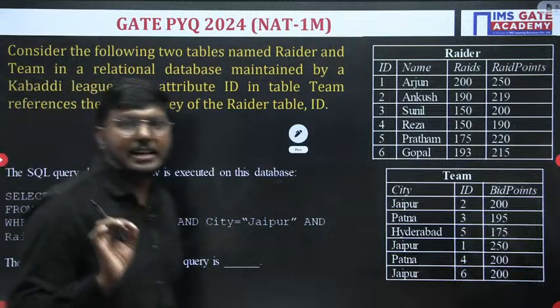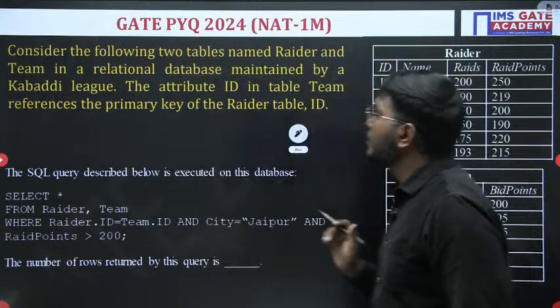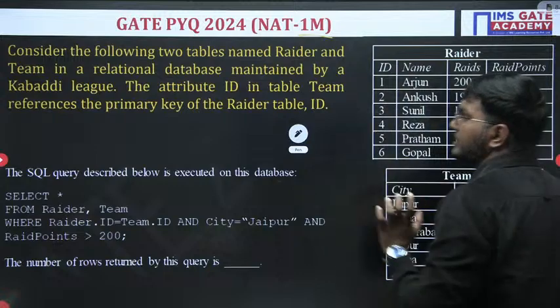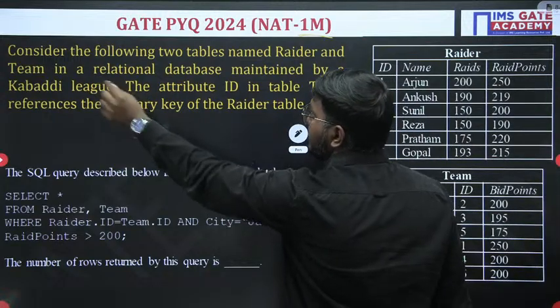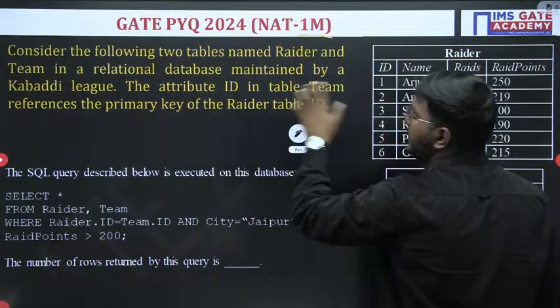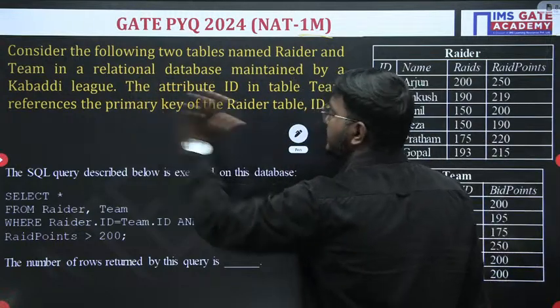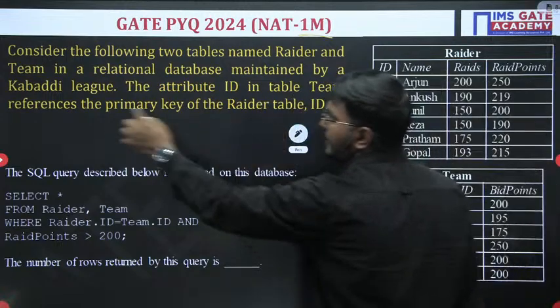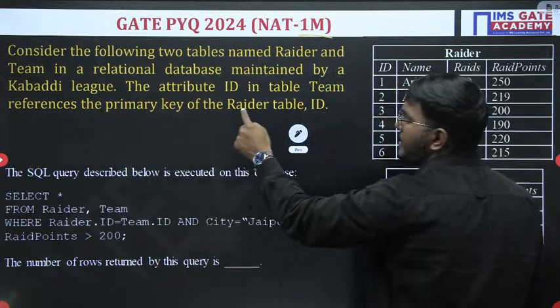Okay, now let's solve here. Now see here, this is an easy question. That's why this is in 1 marks. See, it says here, consider the following two tables, named Raider and team, in the relational database maintained by a Kabaddi league. The attribute ID in the table team references the primary key of the Raider table, ID here.